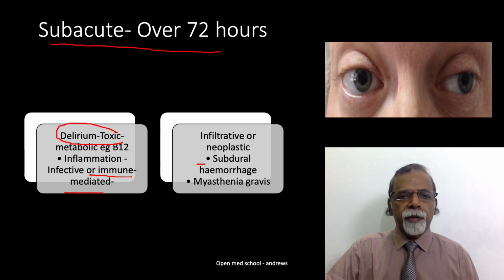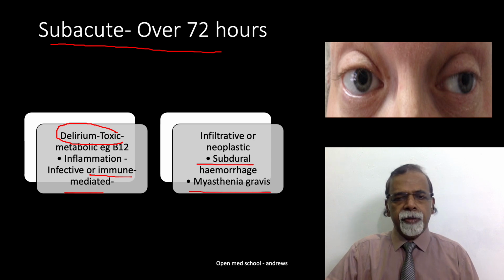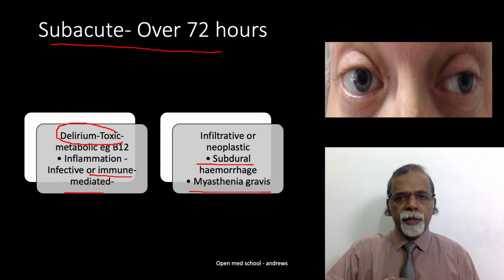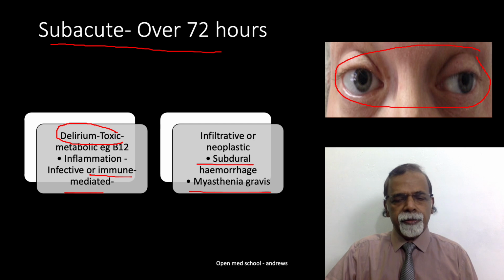Then subdural hematoma is another example. Myasthenia gravis. The patient may be developing some dimness of vision due to the development of malalignment of eyes, followed by the ptosis and other external ocular manifestations. So typical example is myasthenia. So this is again subacute presentation. Sometimes neoplastic disease also can be subacute.